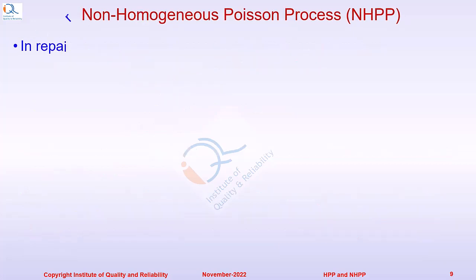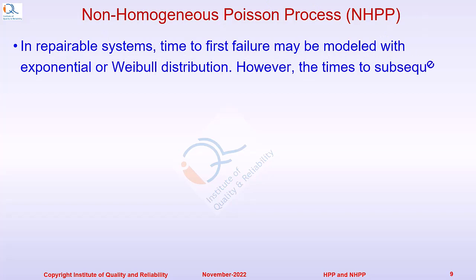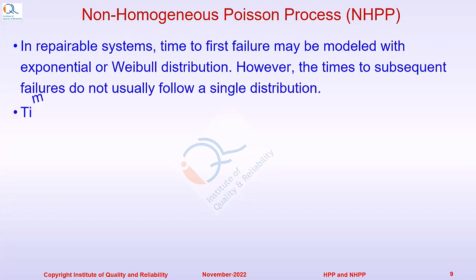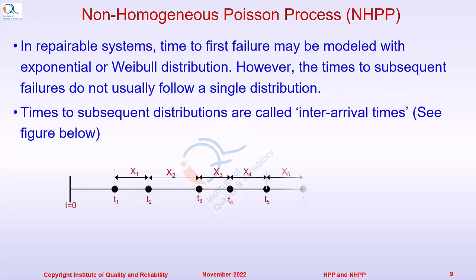In repairable systems, the time to first failure may be modeled with an exponential or Weibull distribution. However, the times to subsequent failures do not usually follow a single distribution. Times to subsequent failures are called inter-arrival times. You can see the figure below to understand this concept of inter-arrival time.